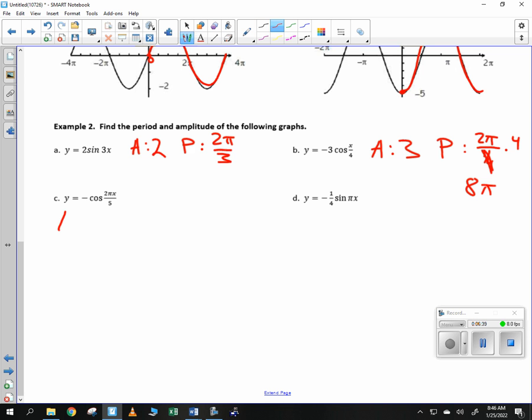Letter C, what's the amplitude? 1. The period, I got to take 2 pi and divide it by what? I divide it by 2 pi over 5. That's the number in front of x. How do I do that?